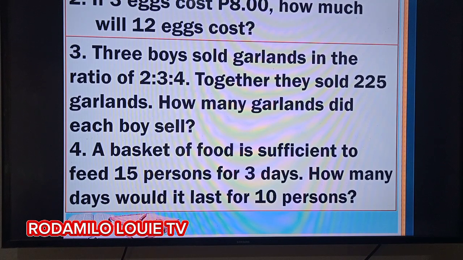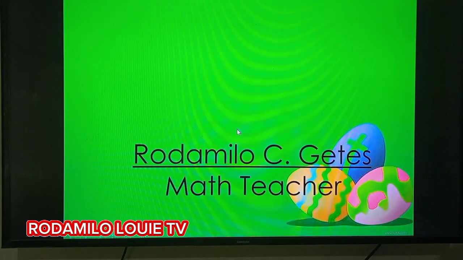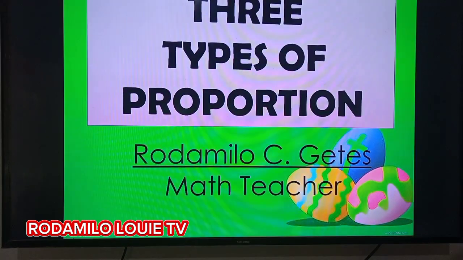Number four, a basket of food is sufficient to feed 15 persons for 3 days. How many days would it last for 14 persons? Okay, so those are the three types of proportion.